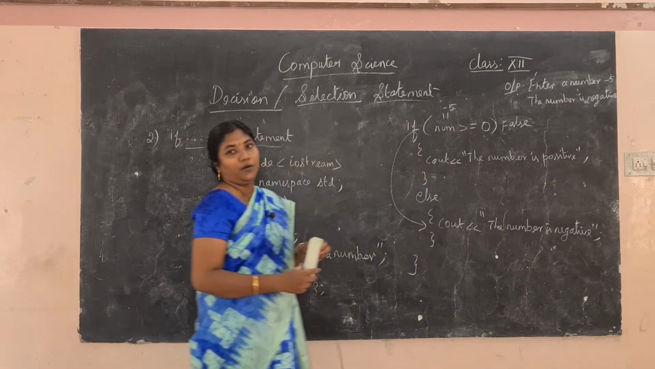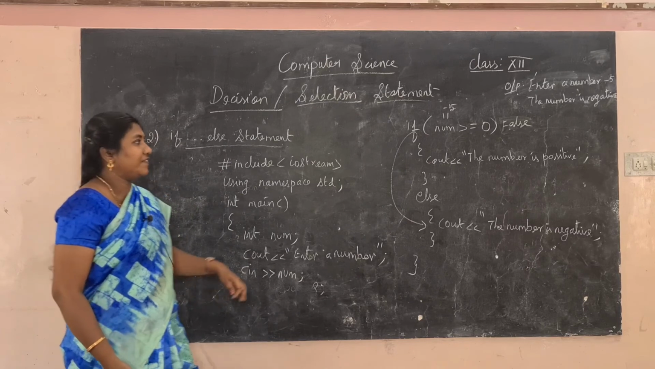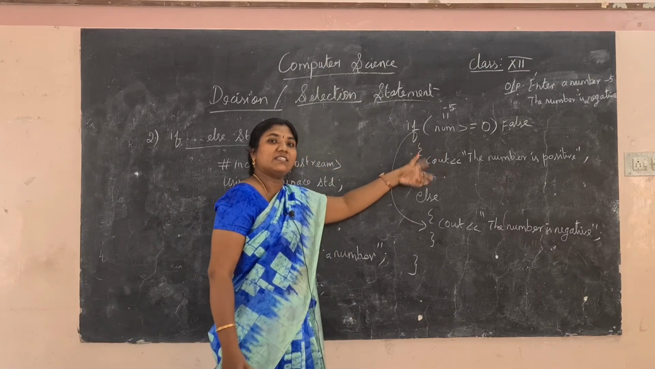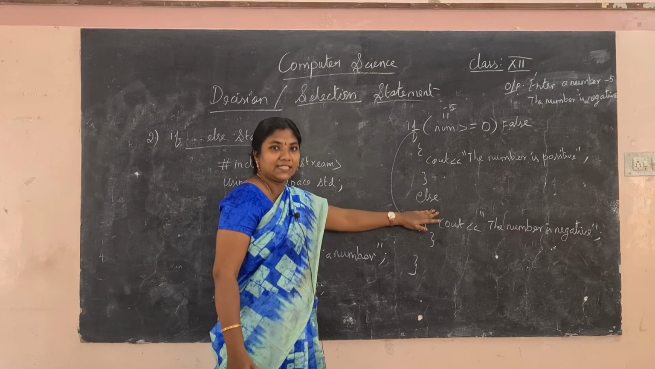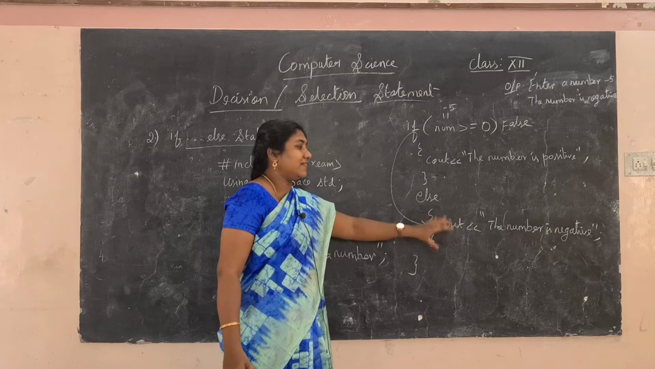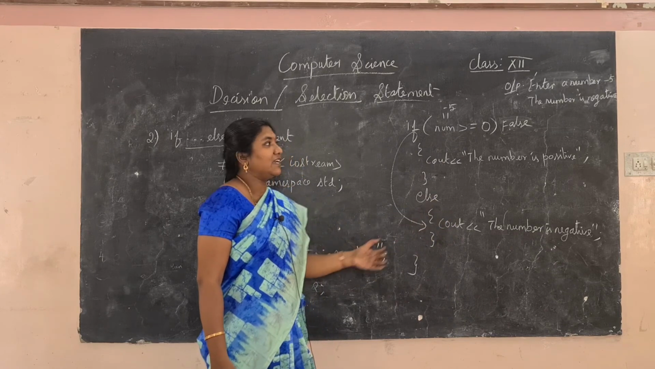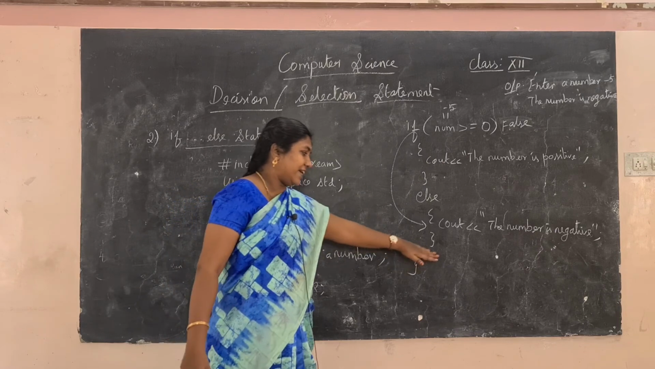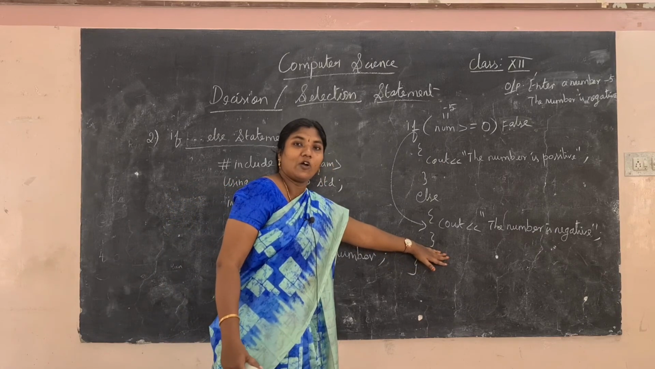Clear? So this is the if-else. If the condition is true, this set of statements will execute, and if the condition is false, it will come to the else part. Within the else block, whatever statement you have given will be executed. After that, we will come to the statement X. So with this, the if block gets finished.